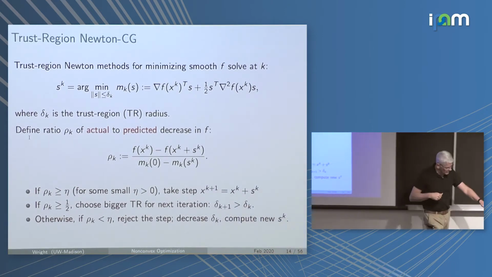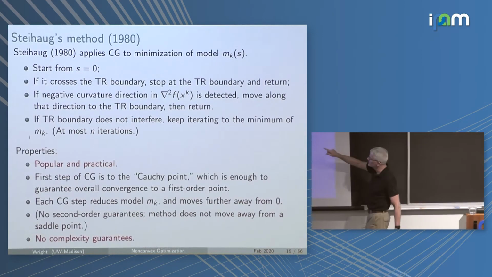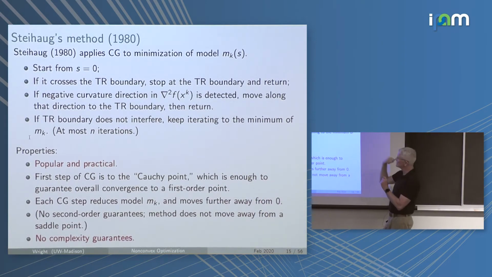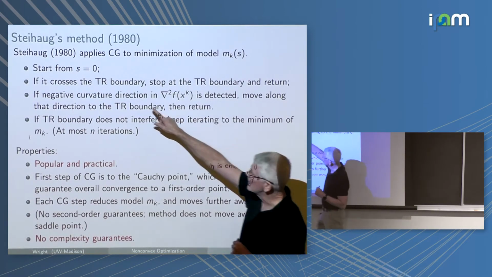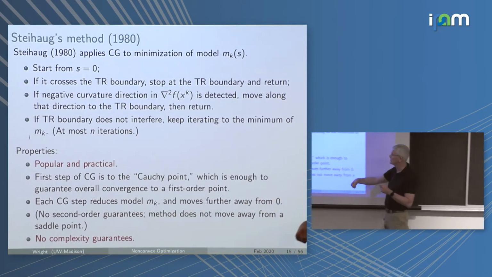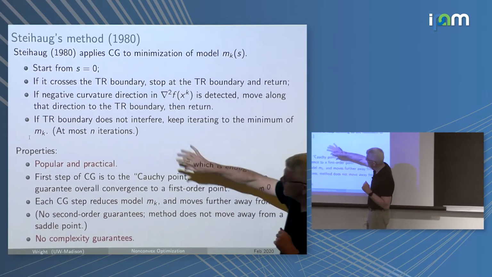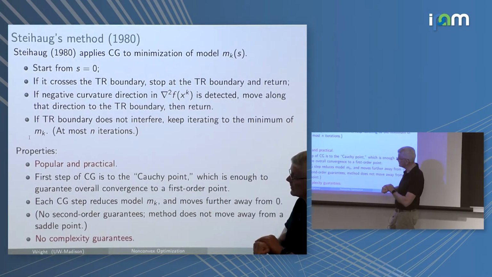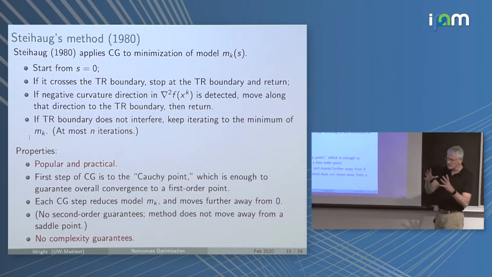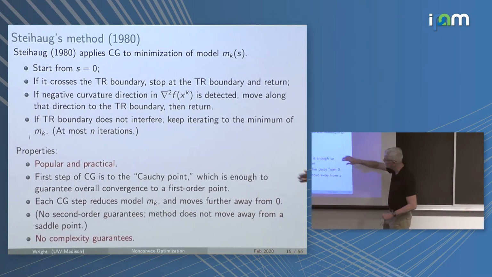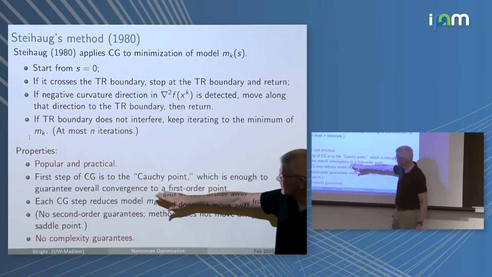So what happens is that if CG detects non-convexity, that is, negative eigenvalues in the Hessian, Steihaug's method just moves along that negative curvature direction until it hits the boundary of the trust region ball and uses that as the step. If one of the conjugate gradient iterates crosses the boundary of the trust region, it stops at the trust region boundary and uses that as the step. This has turned out to be a practical method because you never need to know the Hessian explicitly. You just need to be able to do Hessian-vector multiplies, which is what you need to do in order to run conjugate gradient. So it's a popular, practical approach.